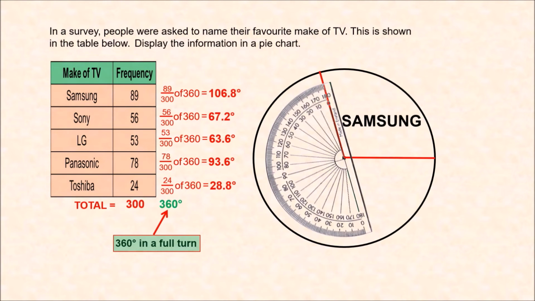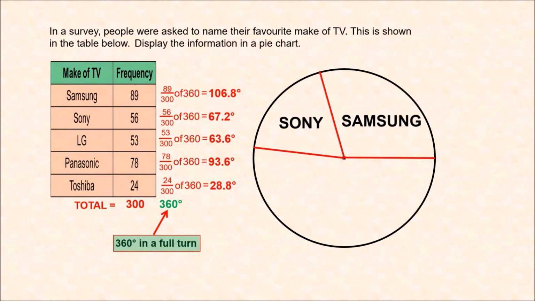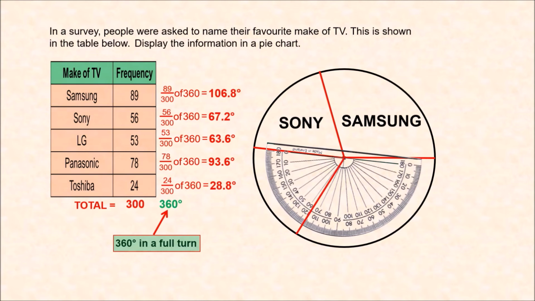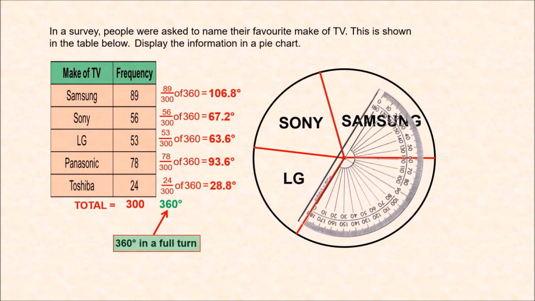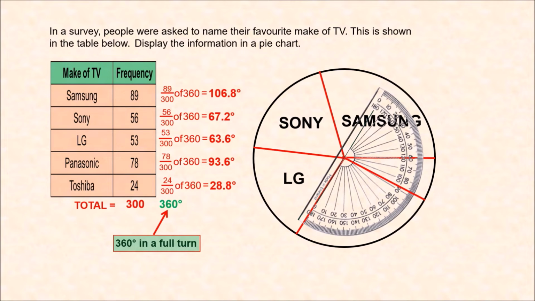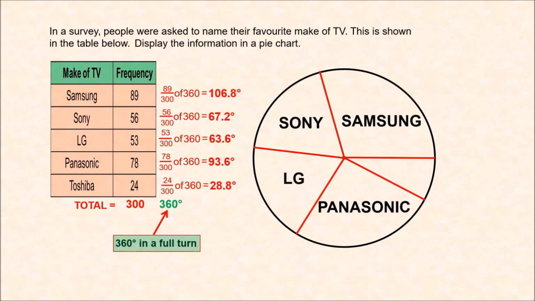We get the angles for each sector, and then we draw starting with one radius using a protractor, 106.8 degrees, that's for Samsung, and your protractor, that's 67.2 degrees for Sony, and this is 63.6 degrees for LG. This is 93.6 degrees for Panasonic, and the remaining part, Toshiba, is 28.8 degrees.